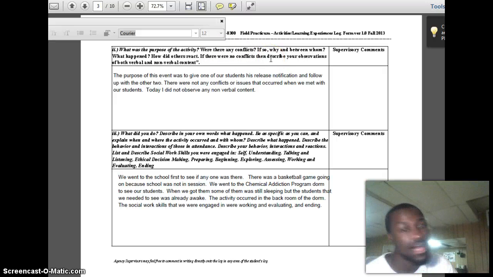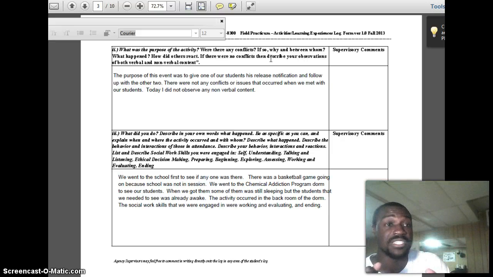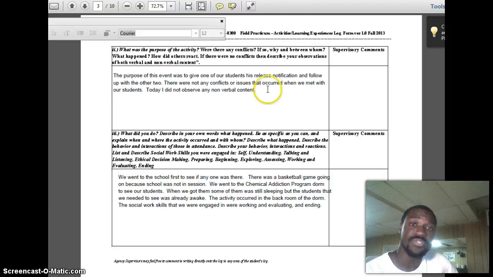Were there any conflicts during that activity or that event or whatever it was? Throughout your log, you can just answer that one question, or you could do it with multiple events. It's all up to you which way you think is easier. But I thought using one event and talking about it through your whole log was the easiest way for me, right?